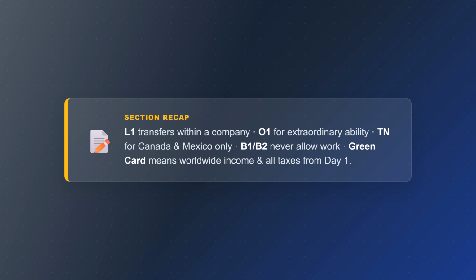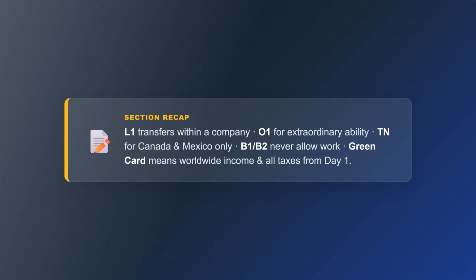Let us quickly recap this section. The L-1 is for transfers within a company. The O-1 is for extraordinary ability. The T-N is for Canada and Mexico citizens only. The B-1 and B-2 never allow work. And the green card means you report worldwide income and pay all taxes from day one. Keep these straight, and you understand the heart of U.S. visa taxation.